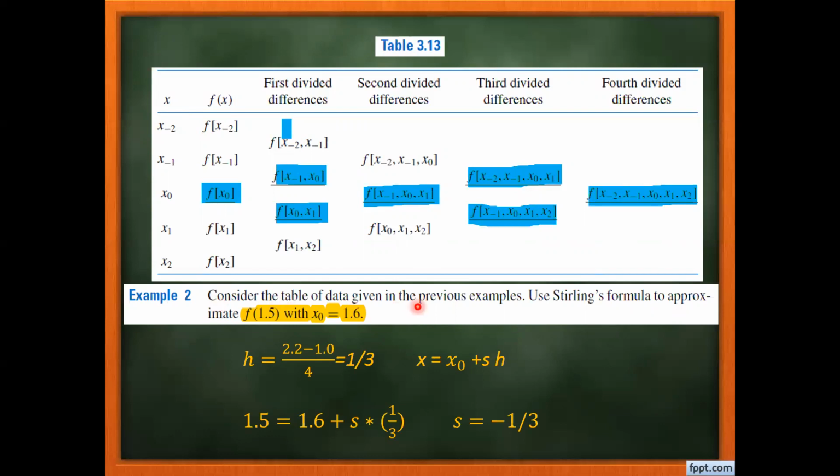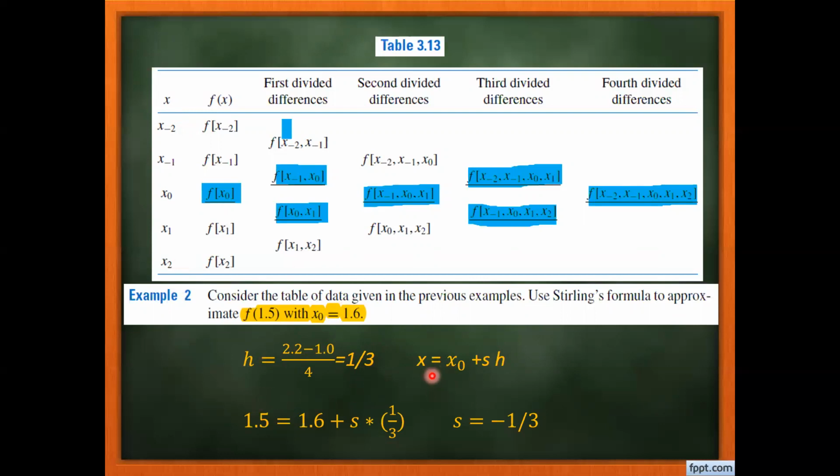Consider the table of data points given in the previous example. We just need to apply Stirling's formula to calculate the value at 1.5. Now, in the example we have done earlier, we know that the data was starting from 1 to 2.2. So 1.5 lies somewhere in the middle of the data set. We need to calculate the value of h, which is still the same because it is just the difference between two node values, 1 by 3, 0.3 actually. And we are going to calculate the value of x.